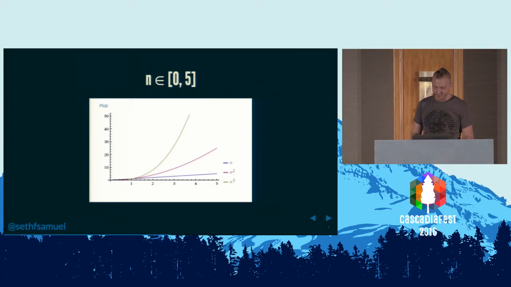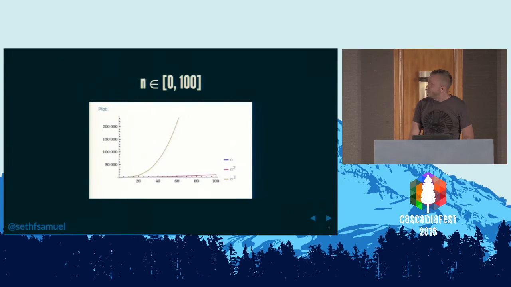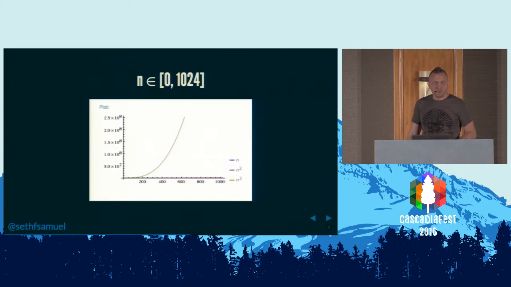From 0 to 10. So at like 100, we've totally lost n, and n squared is looking pretty flat. And at 1024, which is what we just did, there's nothing. N cubed is terrible. That's why it took 230 seconds, because n cubed gets really big really fast. And so going from that to n is a pretty big improvement.